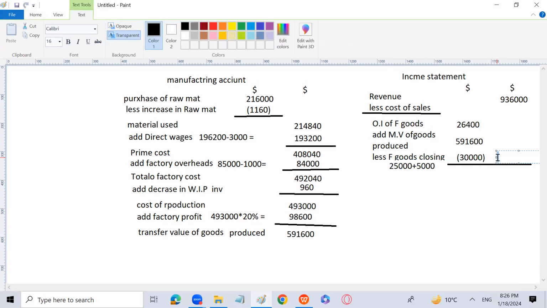So let's calculate cost of sales. 26,400 plus 591,600 minus 30,000. What is going to be the cost of sales? 588,000. 936,000 minus 588,000.